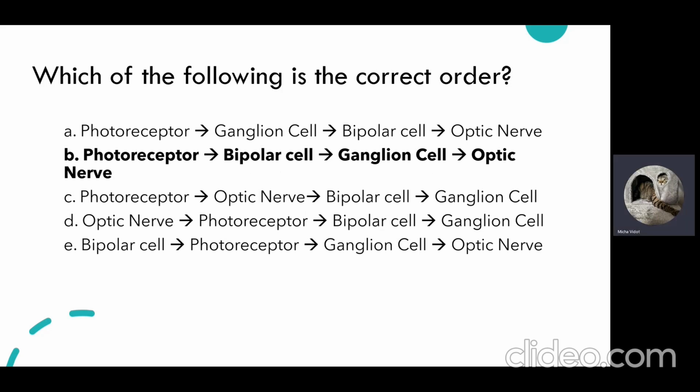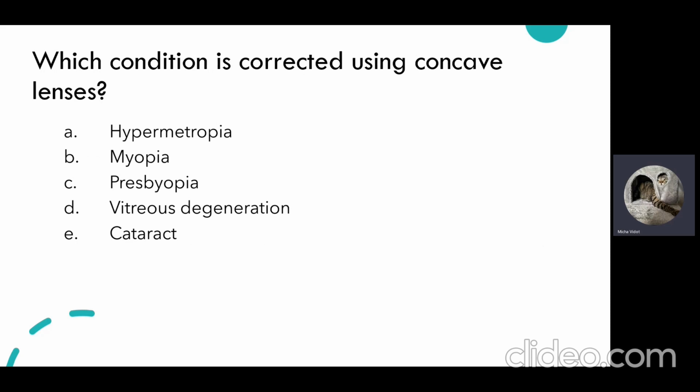Which condition is corrected by using concave lenses? A, hypermetropia, B, myopia, C, presbyopia, D, vitreous degeneration, or E, cataract. The answer is B, myopia.